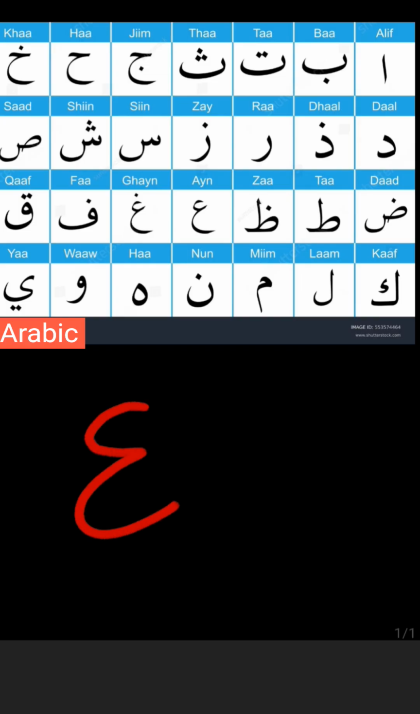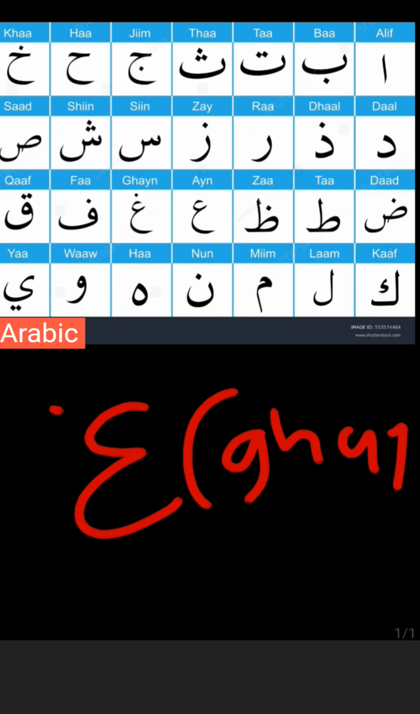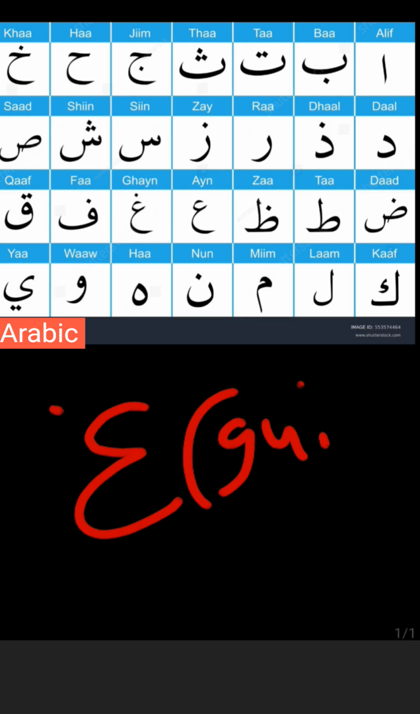Next letter we have is Ghain. The name of the letter is Ghain. Let me see if I can write that better. And the equivalent kind of is the g sound in guitar. I don't want to say completely equivalent, but that's the kind of g. Ghain, g, like guitar.